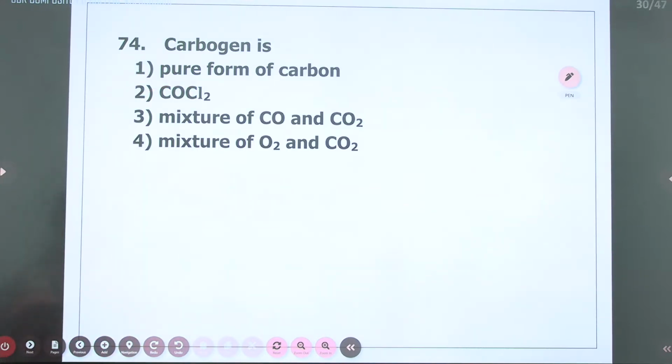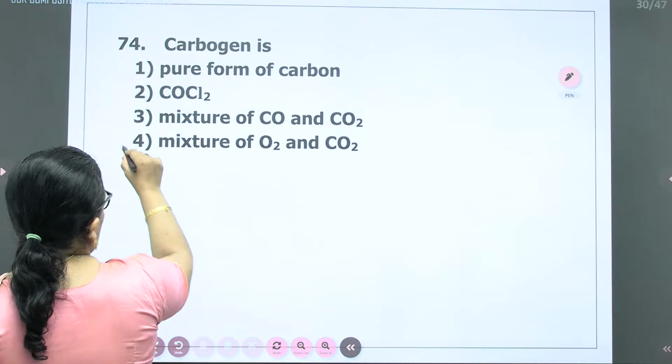74. Carbogen. What is a carbogen? They want to ask the composition of carbogen. When we are considering the carbogen, it should be the mixture of carbon dioxide and oxygen. It is the mixture of carbon dioxide and oxygen.